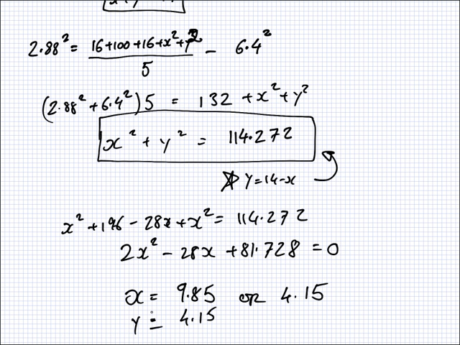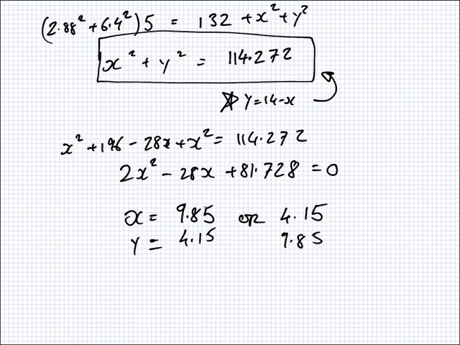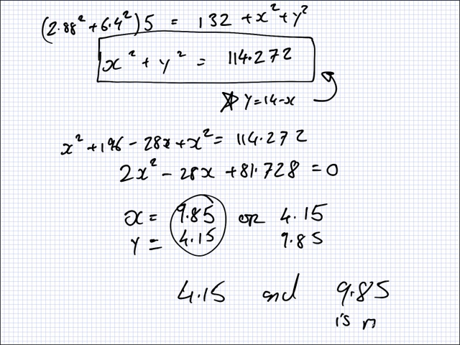And if you sub 4.15 into this, you'll get 9.85. So the answer is either 9.85 and 4.15, or 4.15 and 9.85. But you don't care about the order because it's data. So the answer is 4.15 and 9.85.